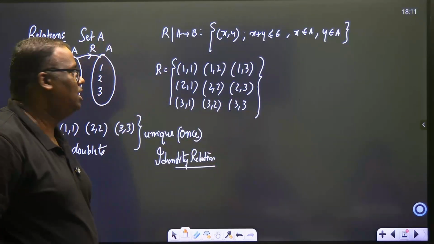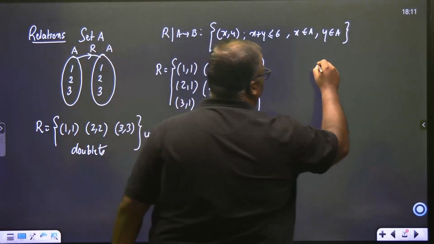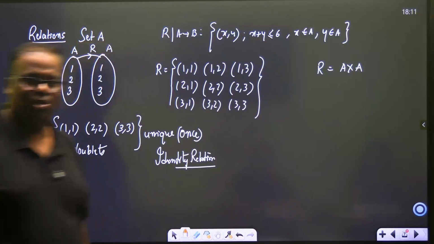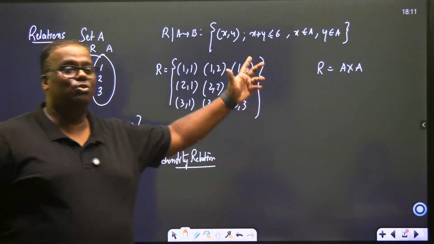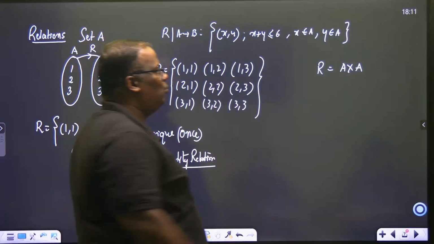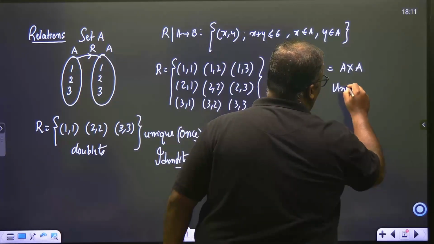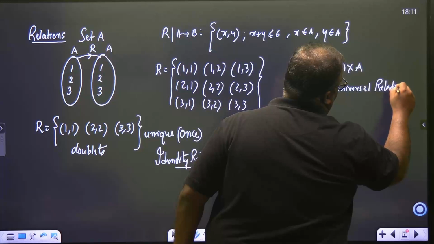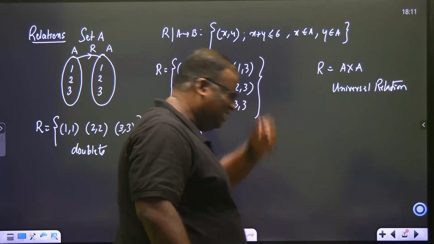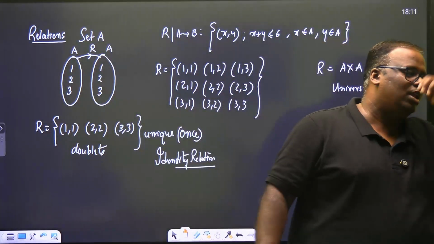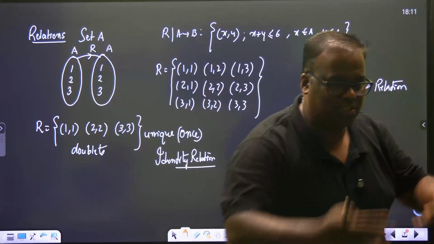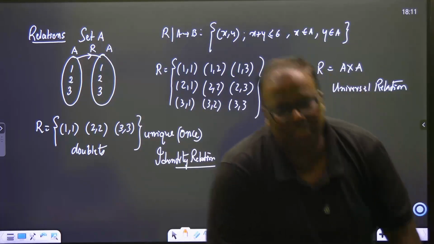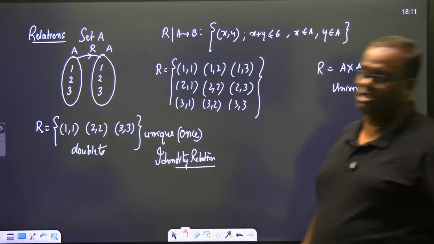Don't you think that your relation R is exactly same as A cross A now? The Cartesian product A cross A. This is called a universal relation. What do we call it? Universal relation. So what is a universal relation? Identity relation will give you only doublets where every input is mapped with its own image. This is called a universal relation, and the universal relation is equal to the Cartesian product A cross A.